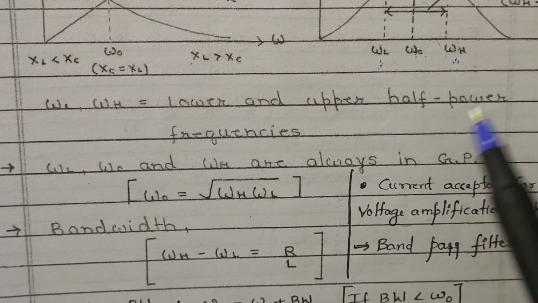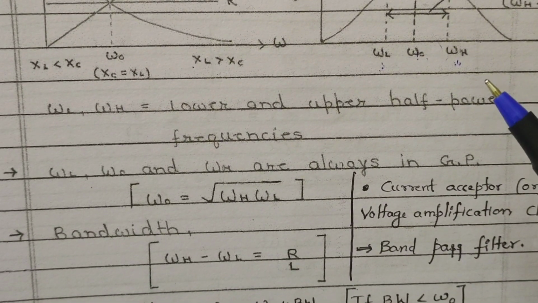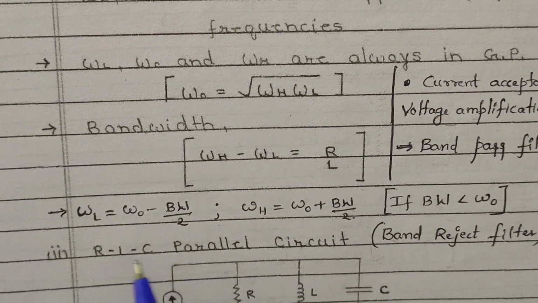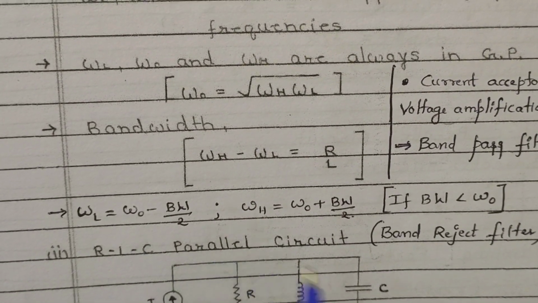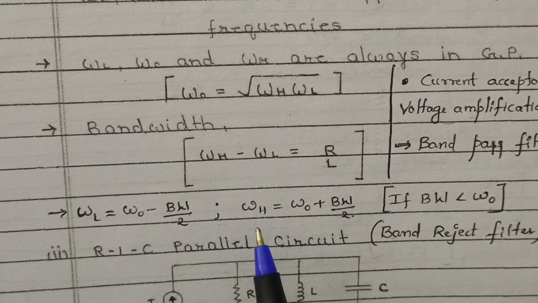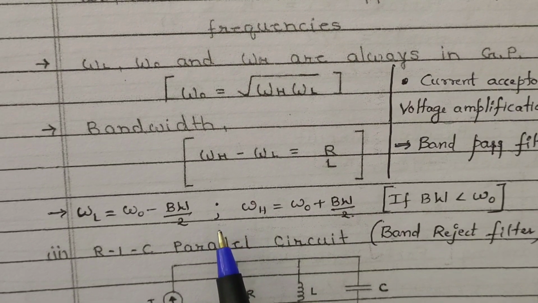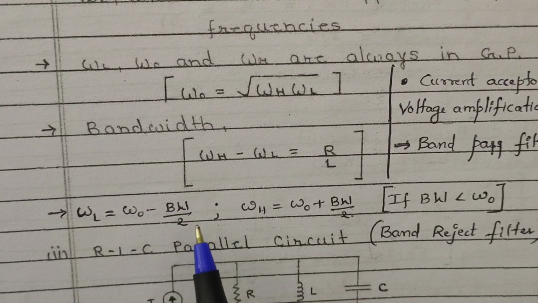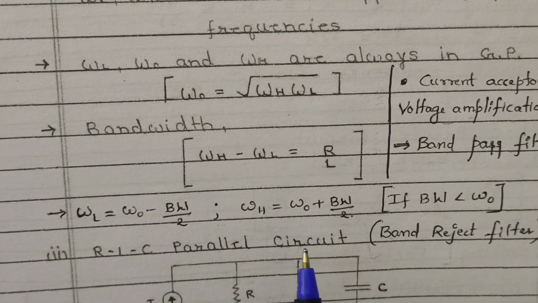then the higher frequency formula can be written as omega naught plus bandwidth by 2. The lower frequency can be written as omega naught minus bandwidth by 2. This formula is applicable if and only if the bandwidth, that is higher frequency minus lower frequency, is less than the resonant frequency.